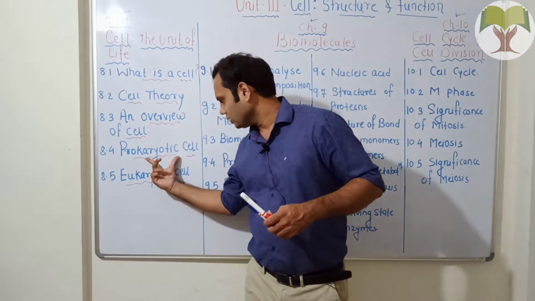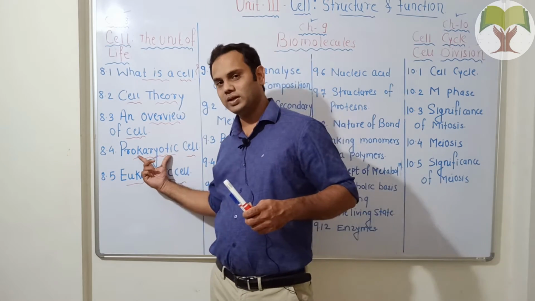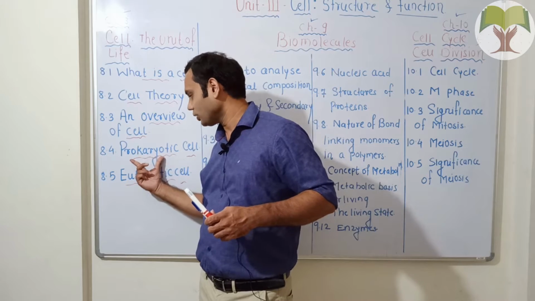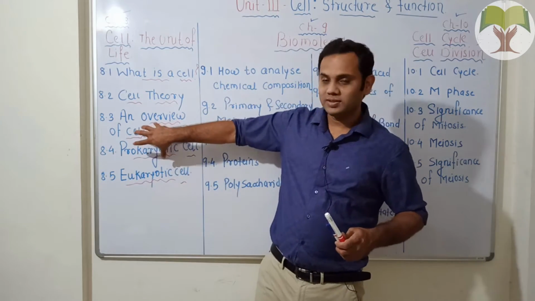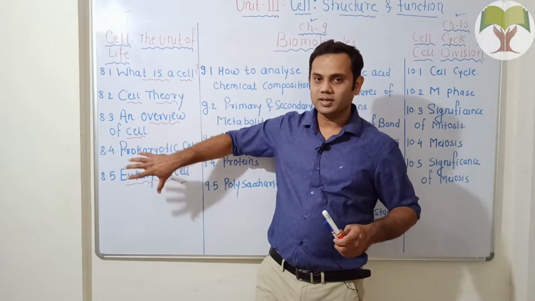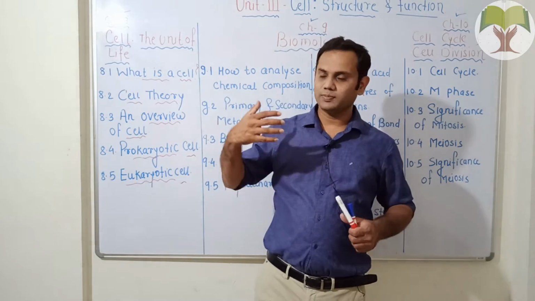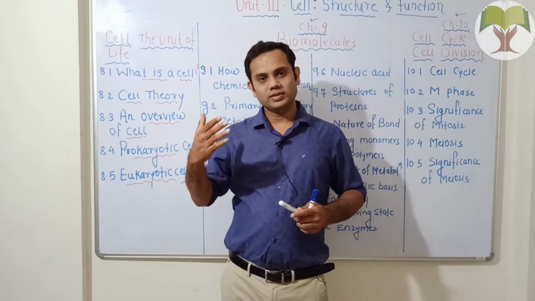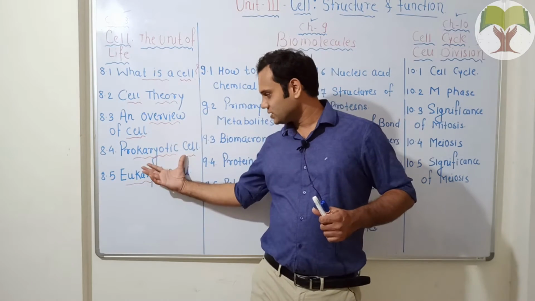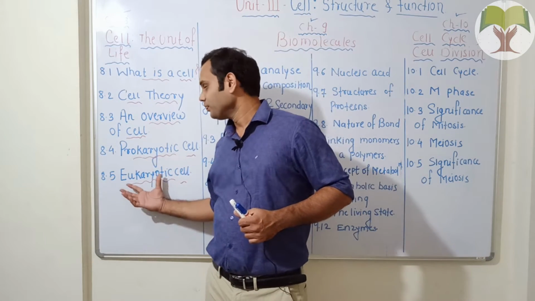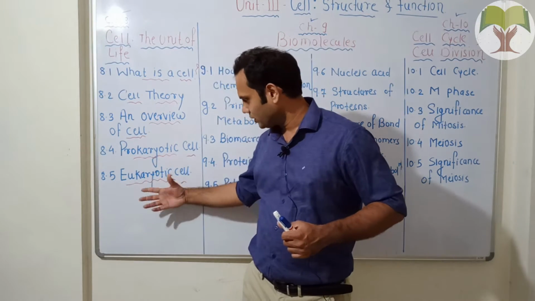After the overview of a cell, there are two different types of cells, prokaryotic cells and eukaryotic cells. What is the structure of a prokaryotic cell, how does it look? You know that bacterial cells are prokaryotic cells. What are the distinguishing features of the prokaryotic cell which distinguish it from the eukaryotic cell? The structure of the prokaryotic cell will be learned in this topic.